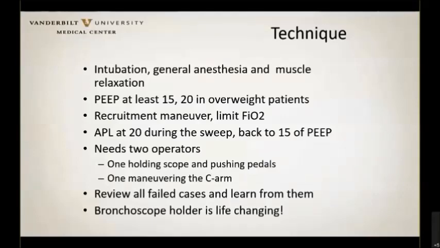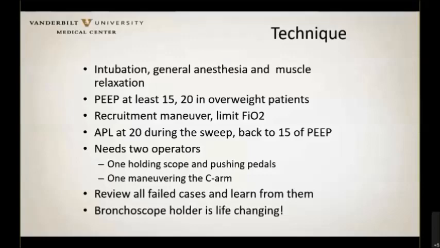So if you're on 100% FiO2, you're going to empty out some areas of your lung, which, if they happen to be in the area of your nodule, you're going to get yourself in trouble. During the sweep, during the movement of the C-arm around the patient, you really want to have a breath hold, maintained at about 20 of PEEP. And so you need to communicate with your anesthesiologist.